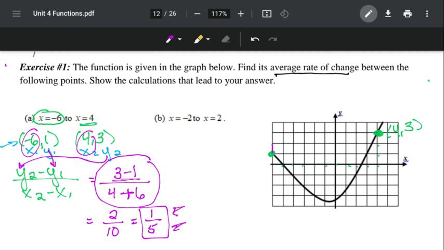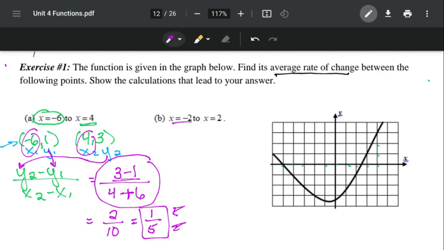So ready? 1 space up. 1, 2, 3, 4, 5 over. Then we do it again. Up 1, 1, 2, 3, 4, 5 over. Let's do the second one.